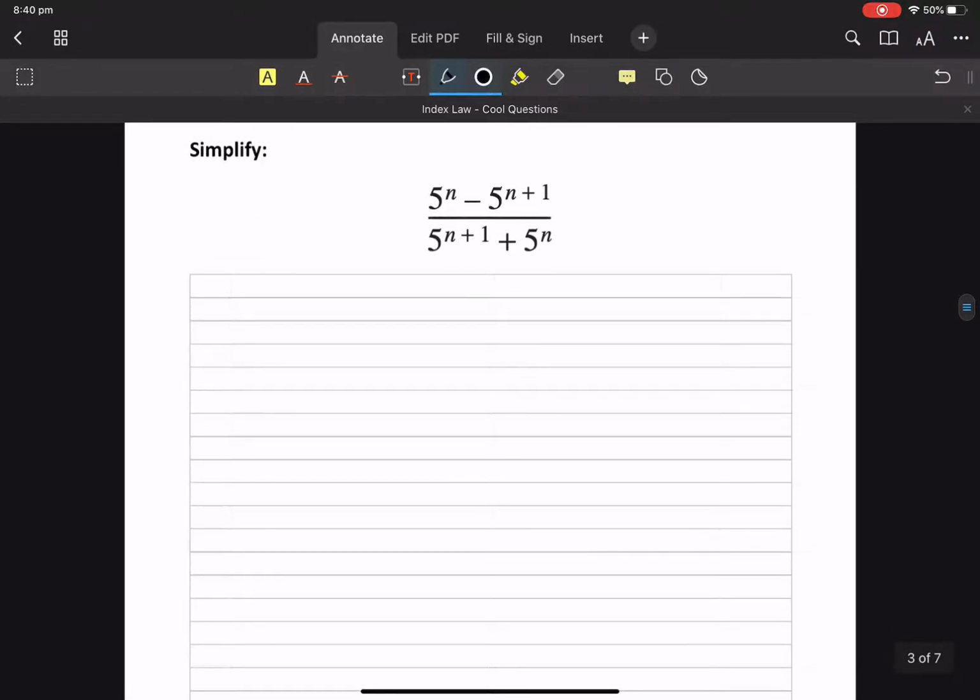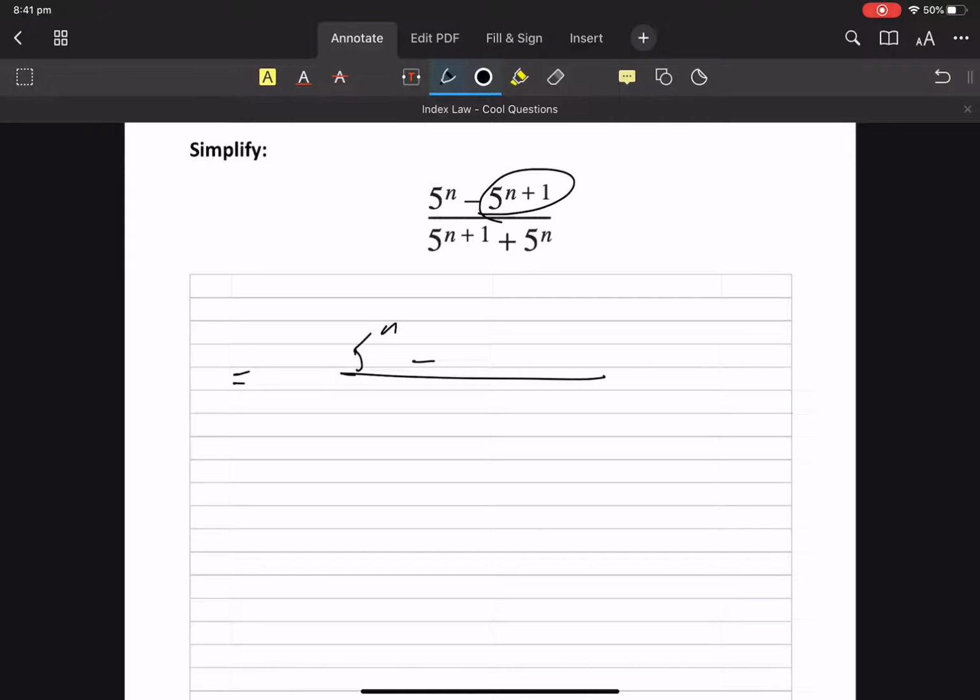Okay, press pause and do it. See that minus? That's a real problem. We can't apply index laws with minuses and pluses in there. It doesn't work. We're not multiplying or dividing like bases. So I'm going to look at that.